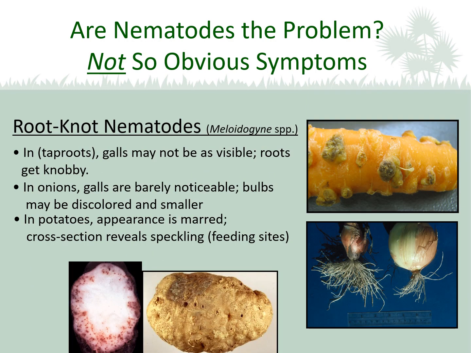There are also some not so obvious symptoms. In tap roots, galls may not be as visible and the roots can get knobby, as we see here. In onions, the galls are barely noticeable, but the bulbs can be discolored and smaller, so healthy, infected. And in potatoes, the appearance is marred, and a cross-section could reveal speckling or feeding sites. See all the stained areas here, and the marred appearance. It's not smooth.